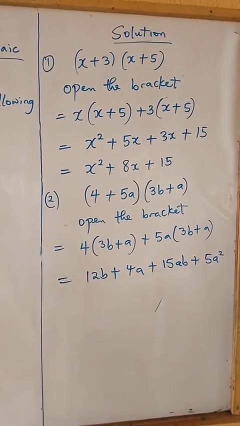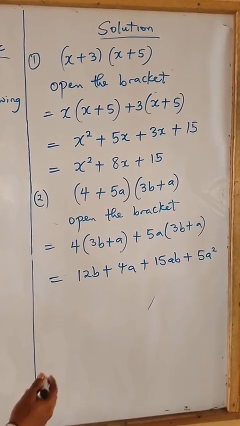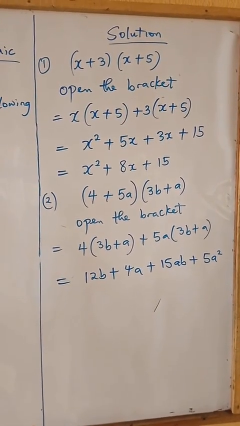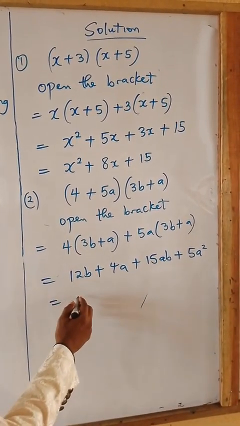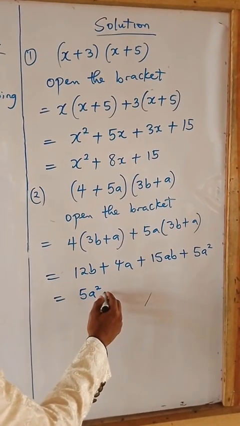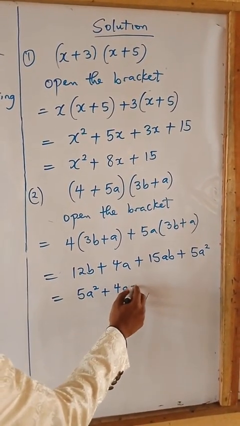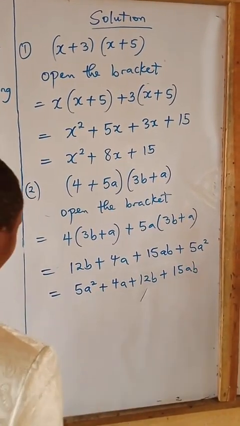So the next thing to do is to collect like terms. But if you go through this, you will discover that none of them are like terms. So you can rearrange it by having 5a squared plus 4a plus 12b plus 15ab.